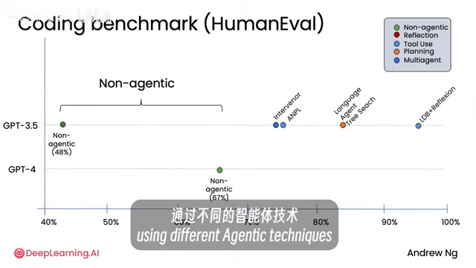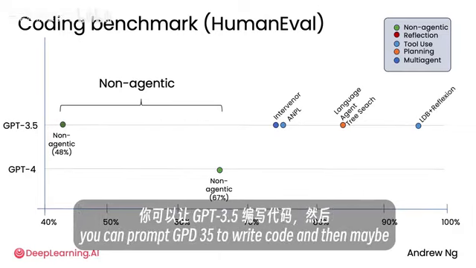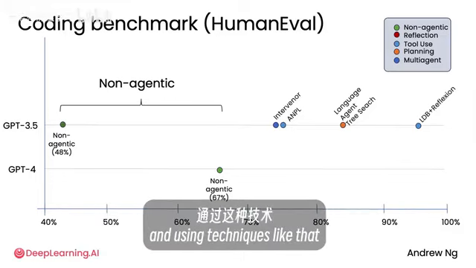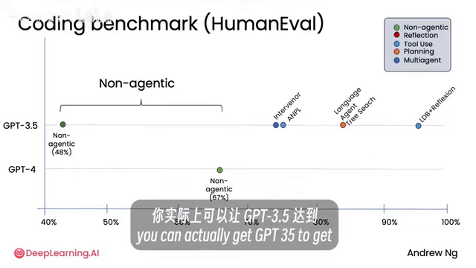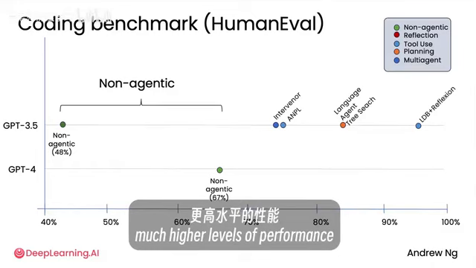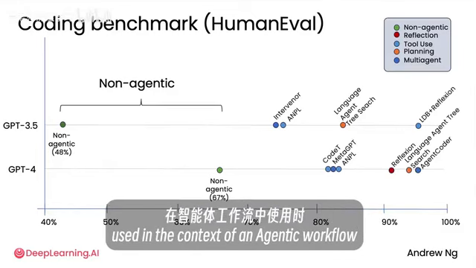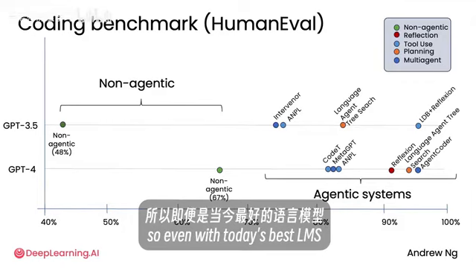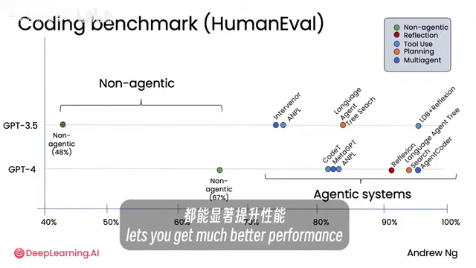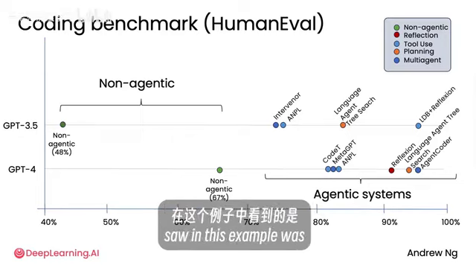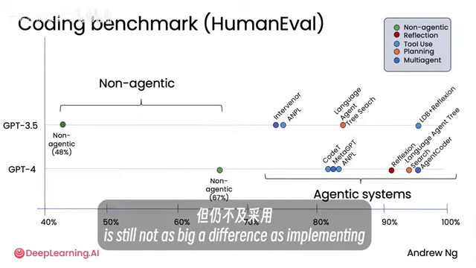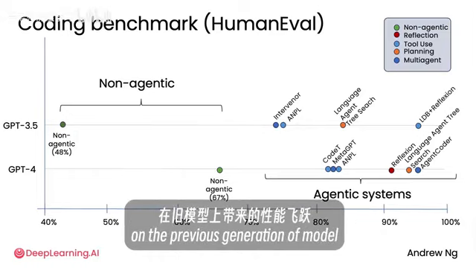Using different agentic techniques, which you learn about later in this course, you can prompt GPT-3.5 to write code and then maybe reflect on the code and figure out if you can improve it. And using techniques like that, you can actually get GPT-3.5 to get much higher levels of performance. And similarly, GPT-4 used in the context of an agentic workflow also does much better. So even with today's best LLMs, an agentic workflow lets you get much better performance. And in fact, what we saw in this example was the improvement from one generation of model to another, which is huge, is still not as big a difference as implementing an agentic workflow on the previous generation of model.